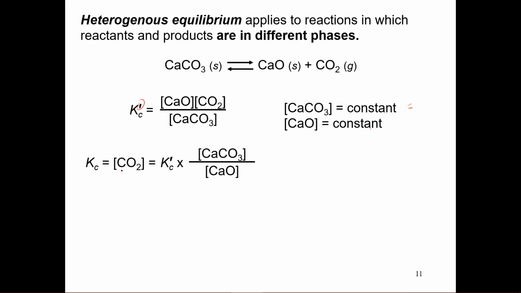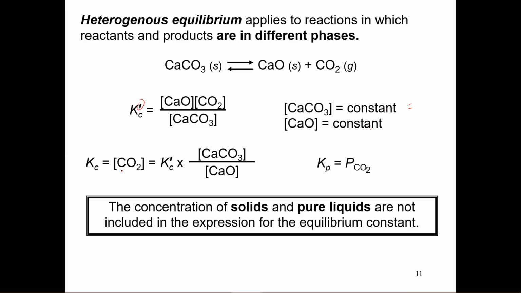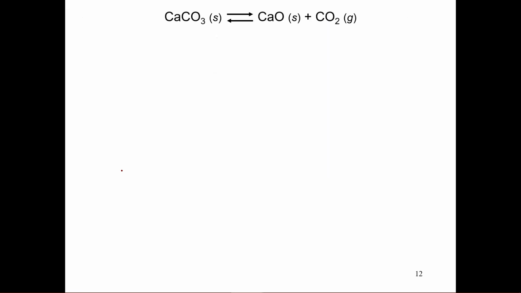Okay, so the Kc prime with the concentration of calcium carbonate over calcium oxide. And since you have the same amount of moles of both, they'll essentially cancel out. And so the Kp will be the partial pressure of carbon dioxide under those conditions. The concentrations of solids and pure liquids are not included in the expression for the equilibrium constant because they're essentially considered to be canceling each other out when they're in there.